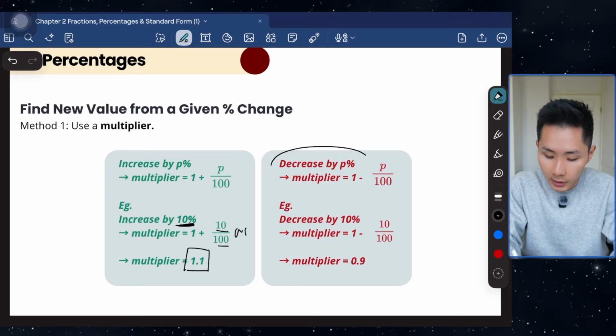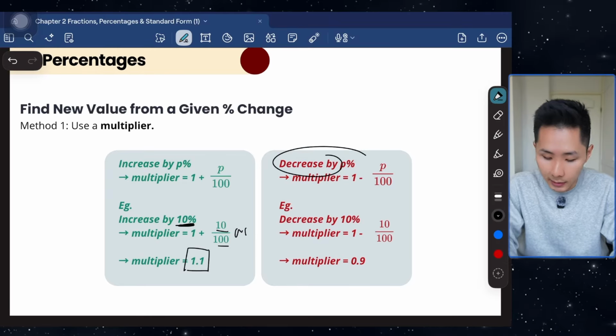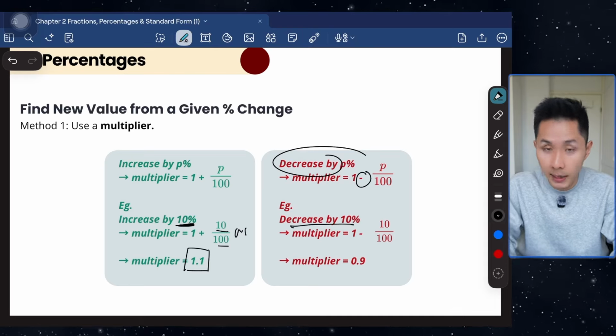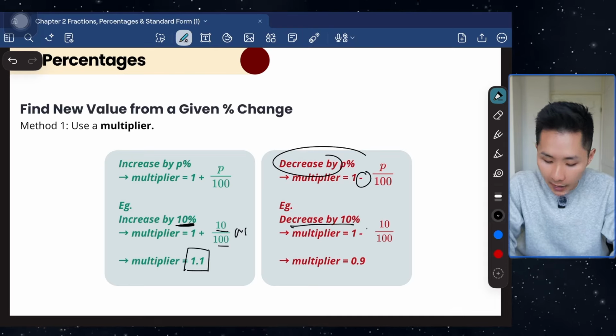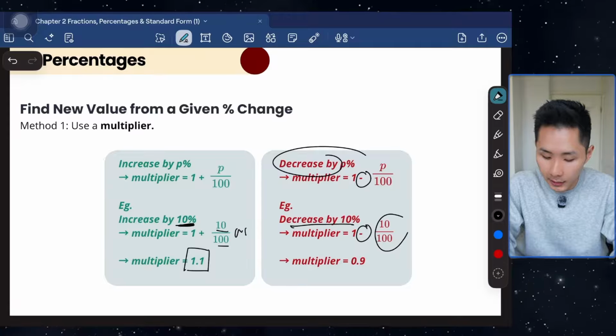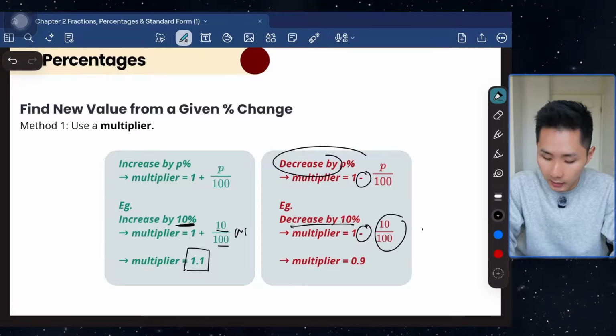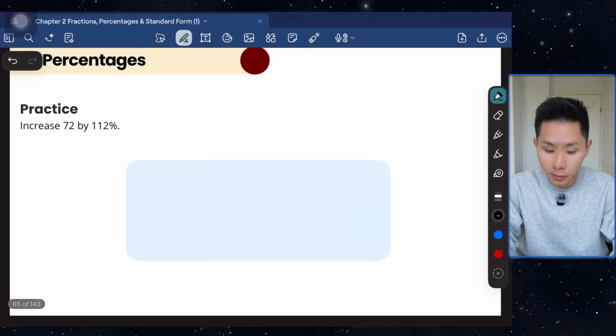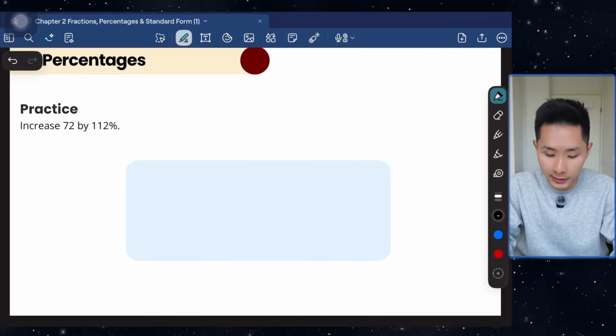So for decrement in percentages, it's the same, except that now the operator has changed. So if there is a decrease by 10%, then instead of adding it, you minus the percentage. So which will be 1 minus 0.1 will be 0.9. That's your multiplier. Now let's try to use this in practice.